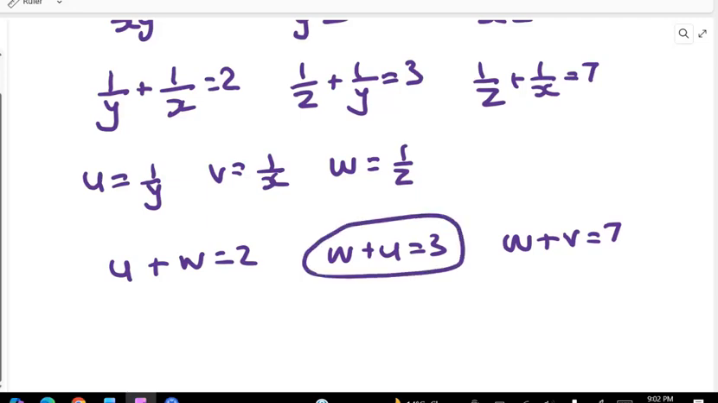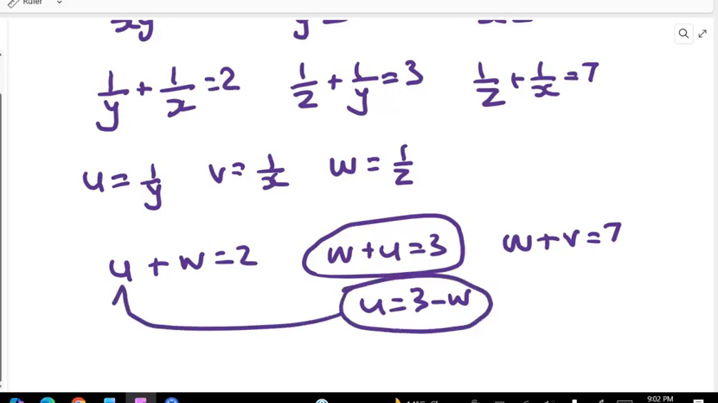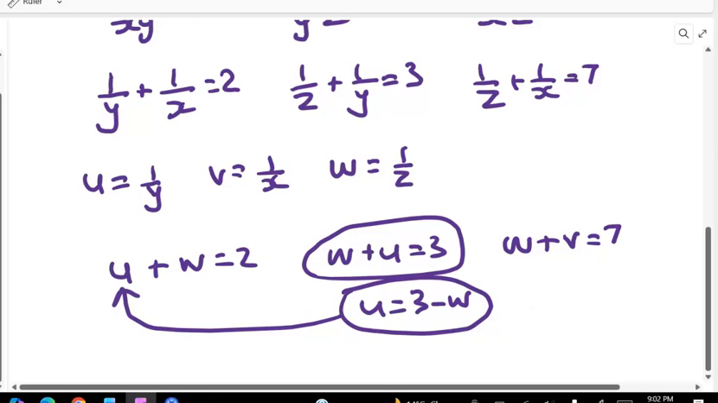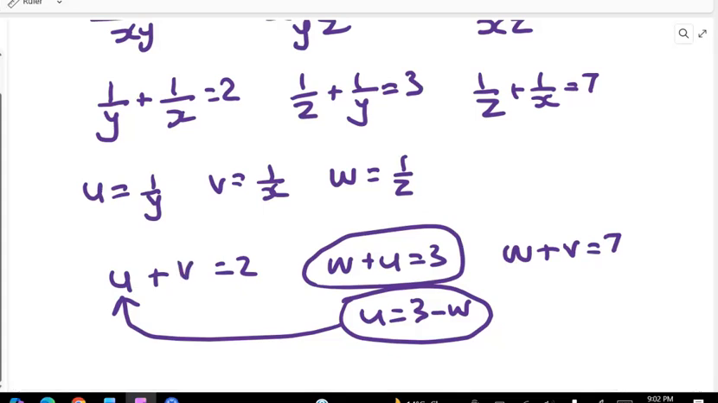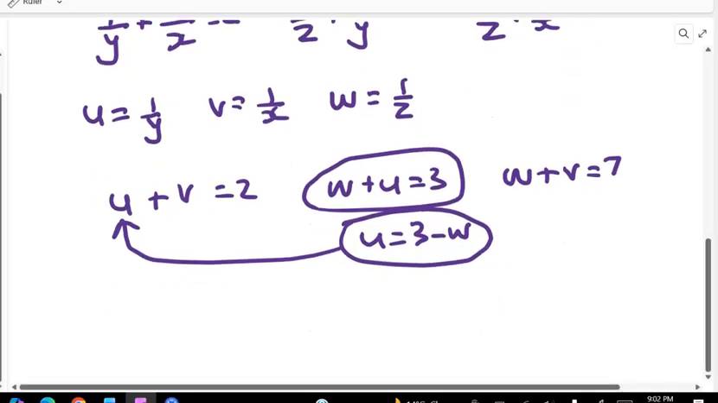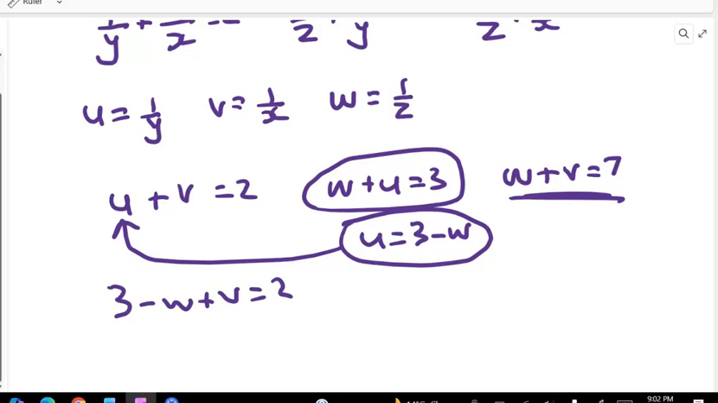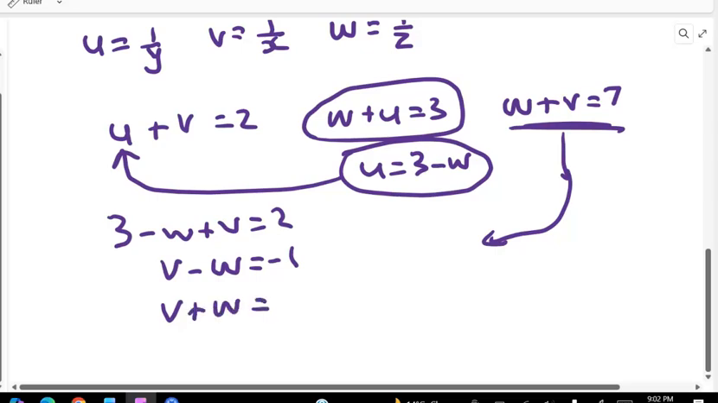So I looked at this one here. Doesn't matter what you pick. u is equal to 3 minus w. I'm going to take this and I'm going to substitute into here. I've made a mistake, haven't I? That's not w, that's a v. Hang on. Okay, sorry guys. There we go. Right, that's better. Okay, so I'm going to sub into here and then I'm going to link up these two. So 3 minus w plus v is equal to 2. v minus w is equal to negative 1. And then over here, we've got v plus w is equal to 7.